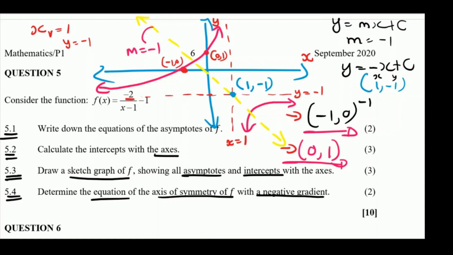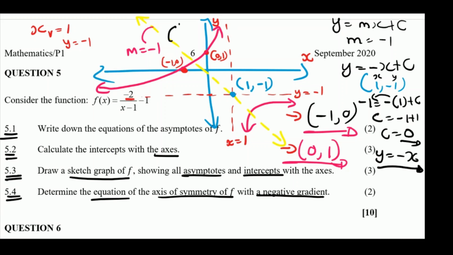So it's going to be -1 = -1 + c, and then the -1 we transpose to the other side is going to be c = -1 + 1. So c = 0, right? So the equation is going to be y = -x. So this is the negative axis of symmetry, the decreasing axis of symmetry equation, which is y = -x.